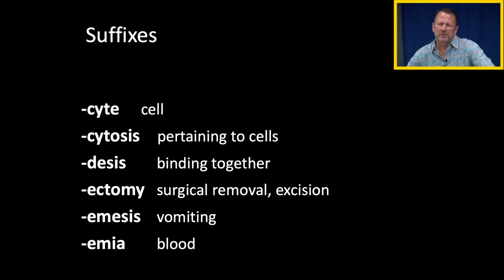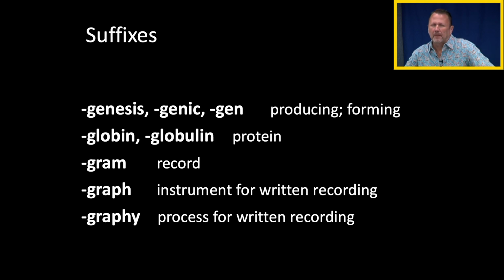Emia has to do with the blood, and so with anemia, they don't have enough blood cells, and in anemia we consider that red blood cells. But emia pertains to any condition that results in a change in the blood. Genesis just means in the beginning it was created, and so things that are formed from the very beginning are started at genesis, or you'll hear it called genic, or just gen. Pyrogen: pyro, fever, gen, causing a fever.